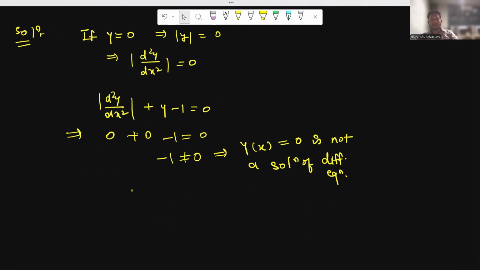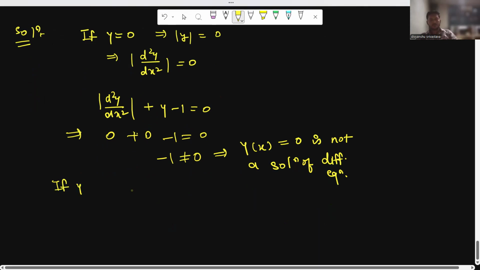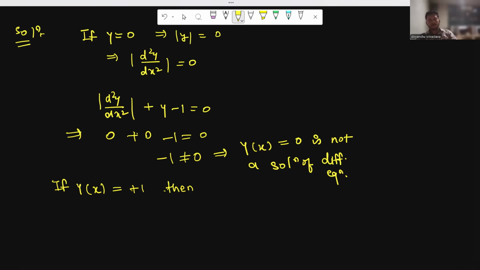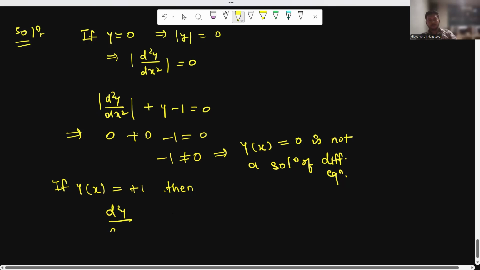Okay, so these are the kind of y equal to 0. And the second thing is, if y(x) is equal to plus 1, then d2y/dx2 is equal to 0 and y equal to 1 is constant.